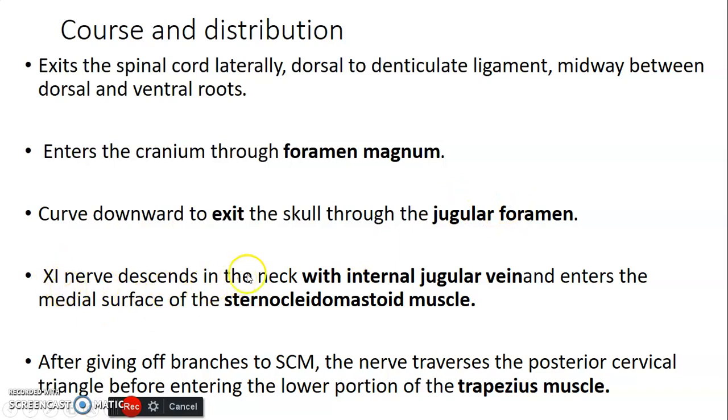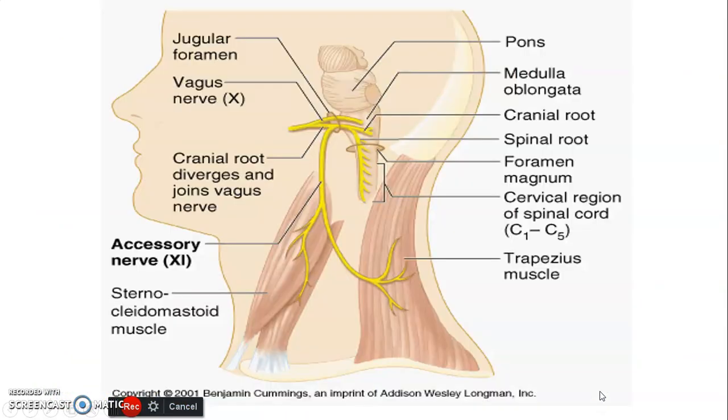This 11th cranial nerve descends in the neck with the internal jugular vein and enters the medial surface of the sternocleidomastoid muscle. On this surface, it gives branches to sternocleidomastoid, and after that it will traverse the posterior triangle of the neck before entering the lower portion of the trapezius muscle. Okay, so this is it.